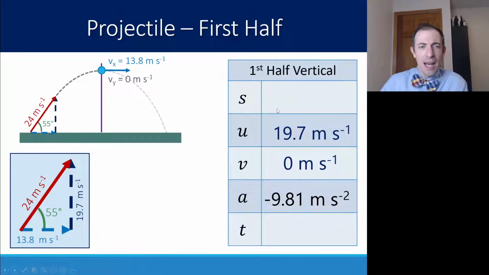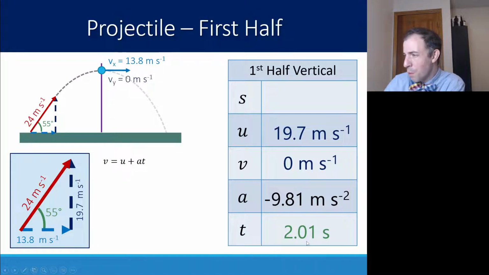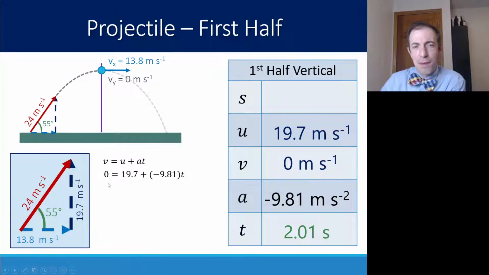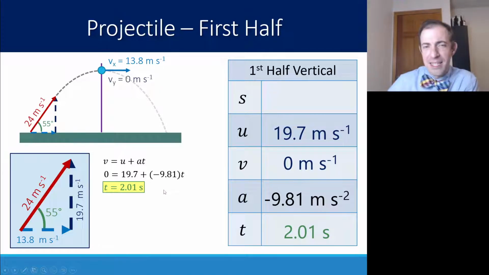We are going to find everything here. So say I wanted to start by finding the time. Well, we can find this time, this 2.01 seconds, using this equation, v is equal to u plus at. Plugging in the values that I know here and solving for t, this equation doesn't need s. It's pretty easy to find that t is 2.01 seconds.